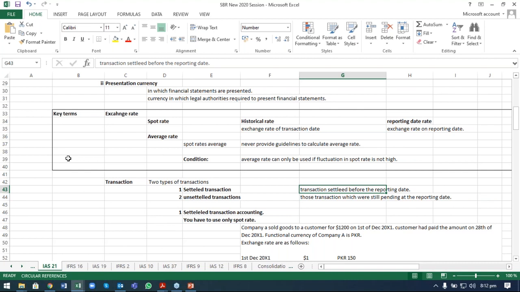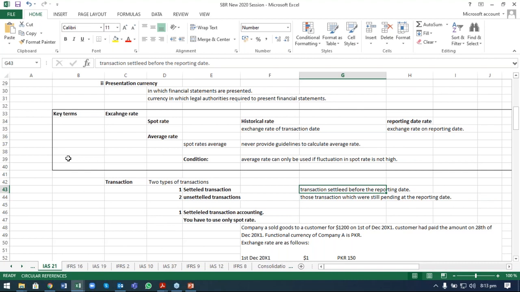For example, if I have acquired inventory on some date, that's the spot rate of that date, and I have to translate the inventory on that specific date. Then I am going to sell that inventory to a foreign customer. That's another date, and I'm going to use that specific spot rate to translate my sales. So purchases and sales should be translated based on the exchange rate available on the date of the transaction. That's the spot rate. Average rate is the average of two or more spot rates.